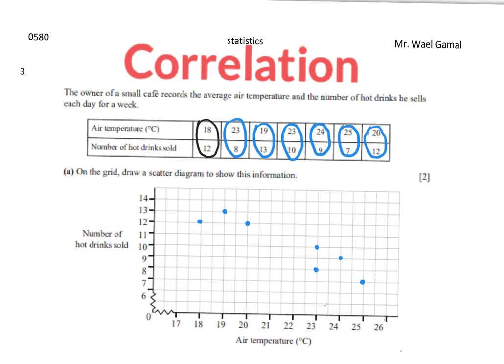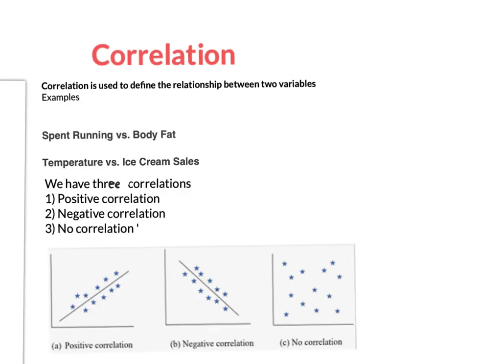This is how to find the relation between two variables: represent them on a scatter plot. This is called a scatter plot or correlation. So correlation is used to define the relationship between two variables. For example, time spent running and body fat, temperature and ice cream sales, and so on.